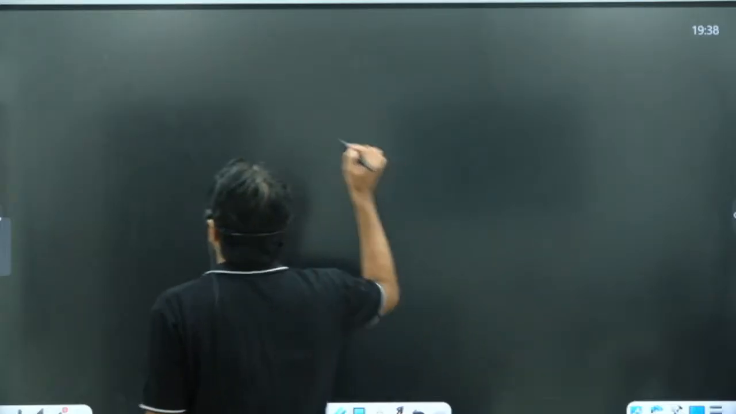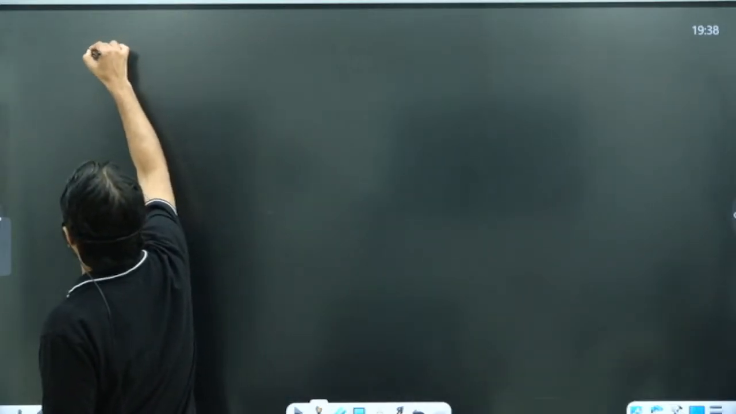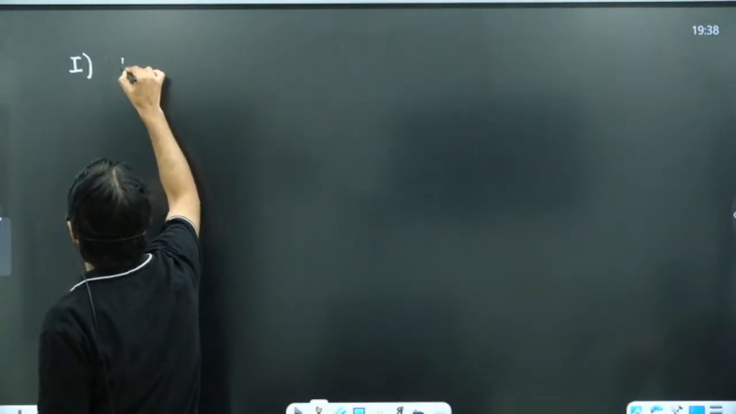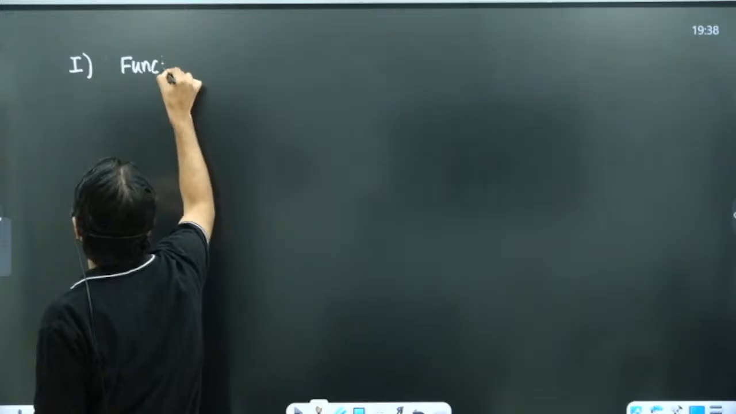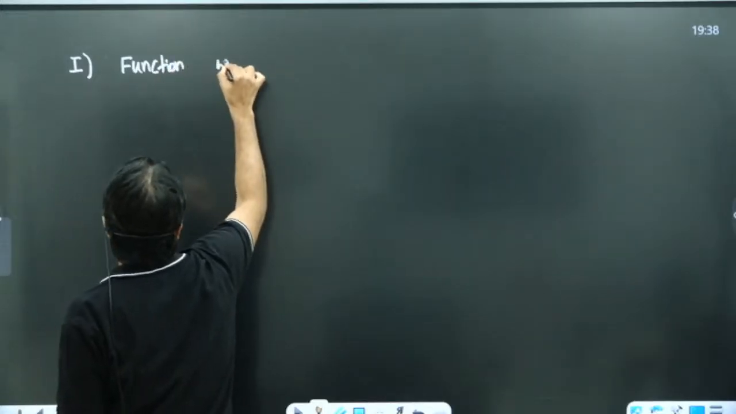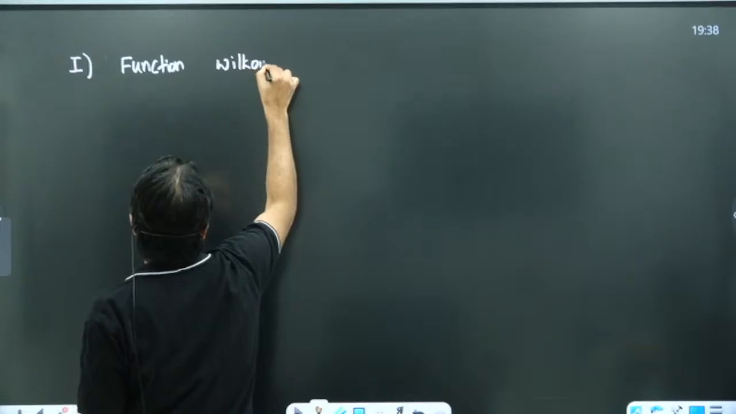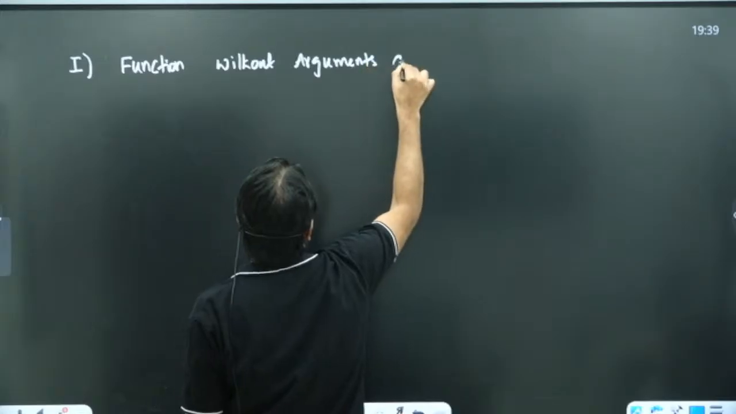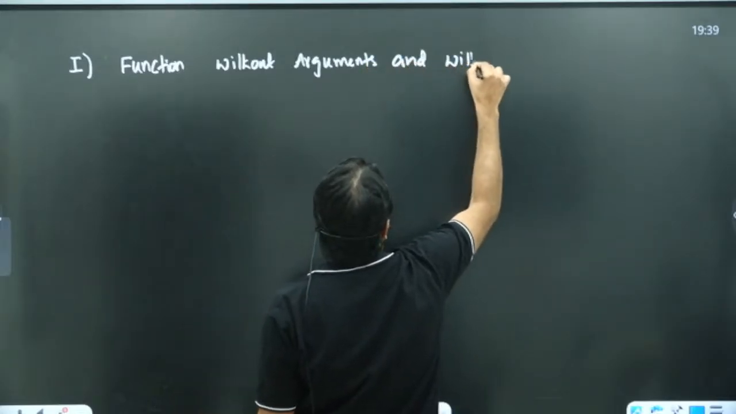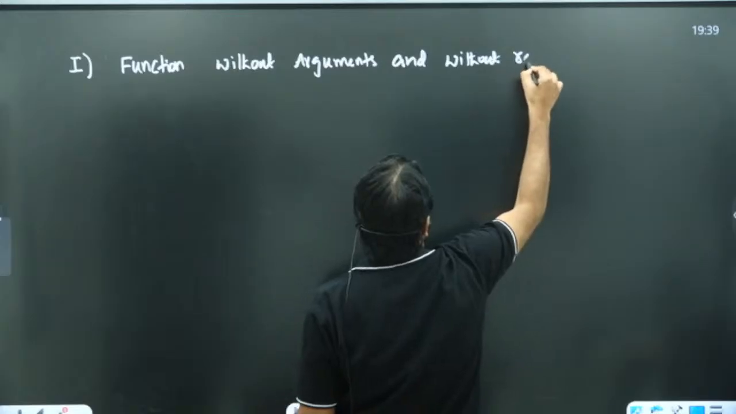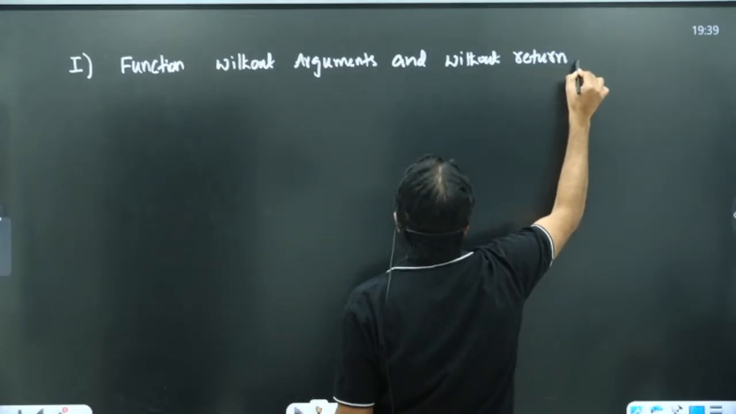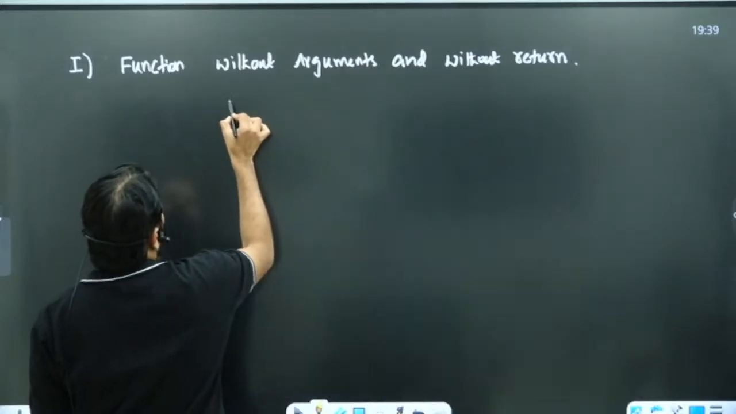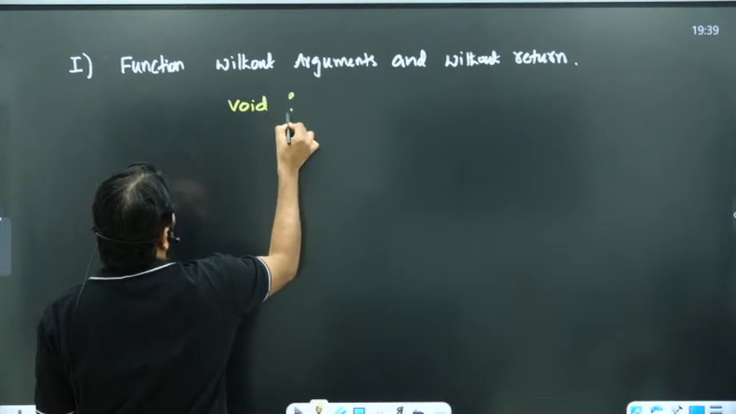सो कोई भी फंक्शन आपको लिखना है, यू कैन डिफाइन द फंक्शन इन मल्टीपल वेज, लाइक ए फंक्शन with or without arguments and without return. What do you mean by that? Just, I'll write a prototype. Void f and then void.